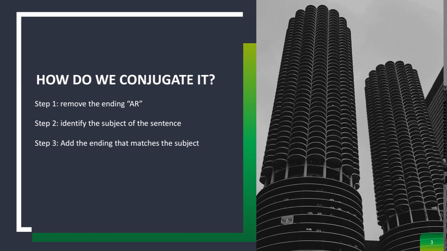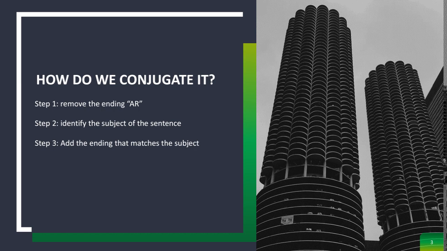So if we take the verb run, when we say I run, we just leave it alone. But when we say he runs, we need to add an S to it. If we want to change it into the past tense, we might say I ran. So conjugating a verb is something that we do all the time in English. In Spanish, we just do it a little bit differently.